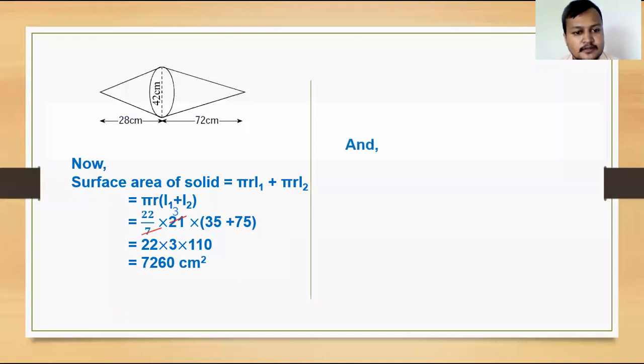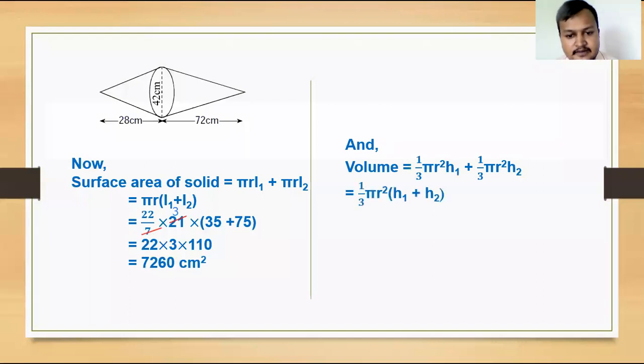Similarly, to find out the volume, use the formula of volume for both cones. 1/3 pi r square h1 plus 1/3 pi r square h2. There are two cones. 1/3 pi r square is common. Remaining value h1 plus h2. Put values. 1/3 pi means 22/7. R square means 21 square into h1 plus h2. 28 plus 72.